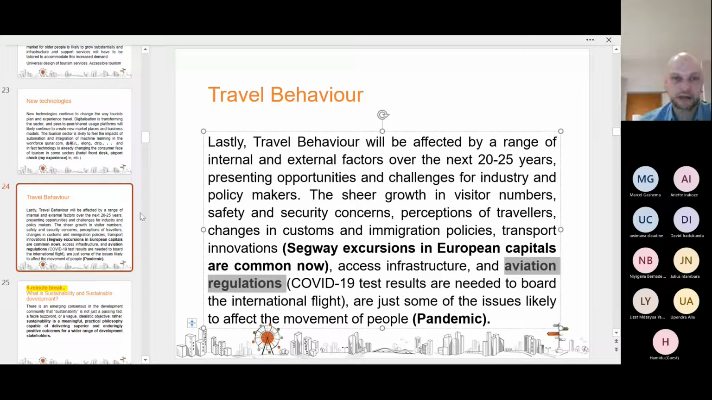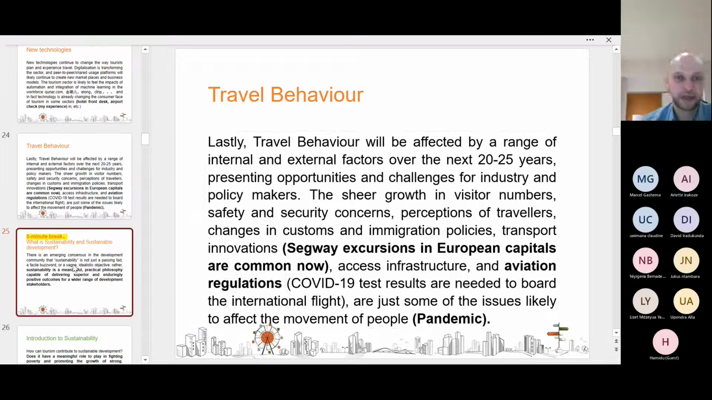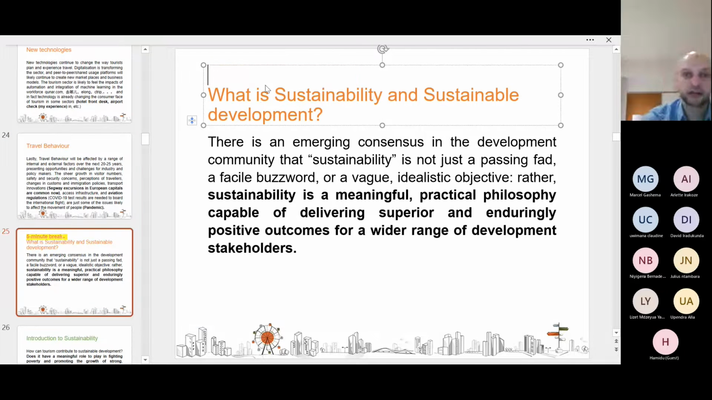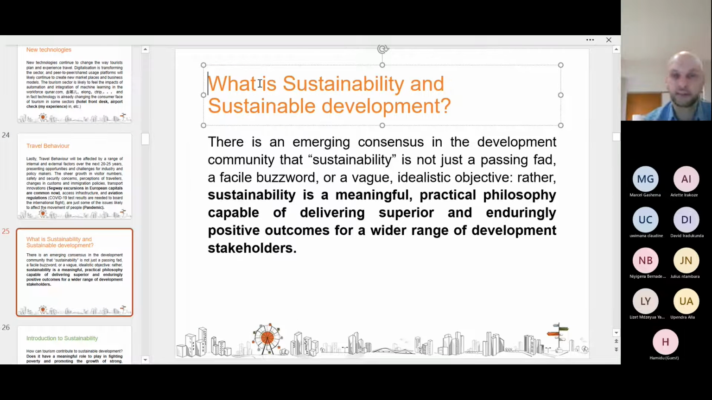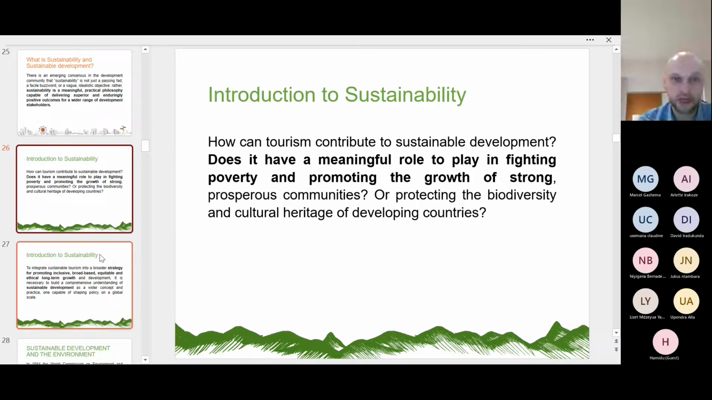Okay, so travel behavior. And the last one is sustainability. As you remember, there are 4 mega trends, and sustainability is one of them. So what is sustainability and sustainable development? Let's proceed to the information about sustainability, and I propose to start from looking for its roots.